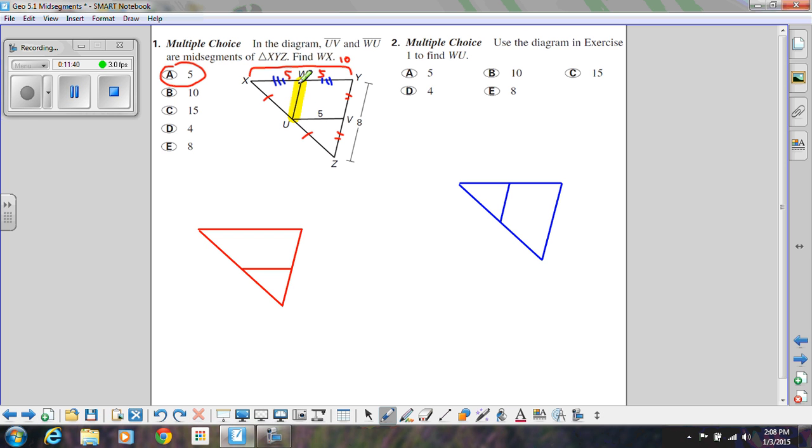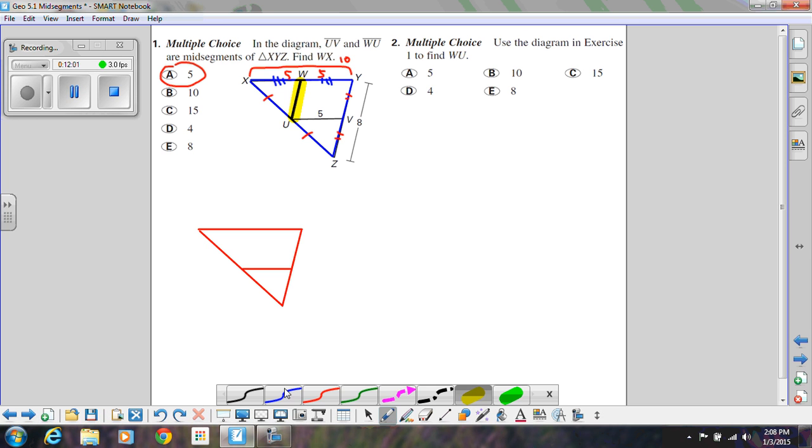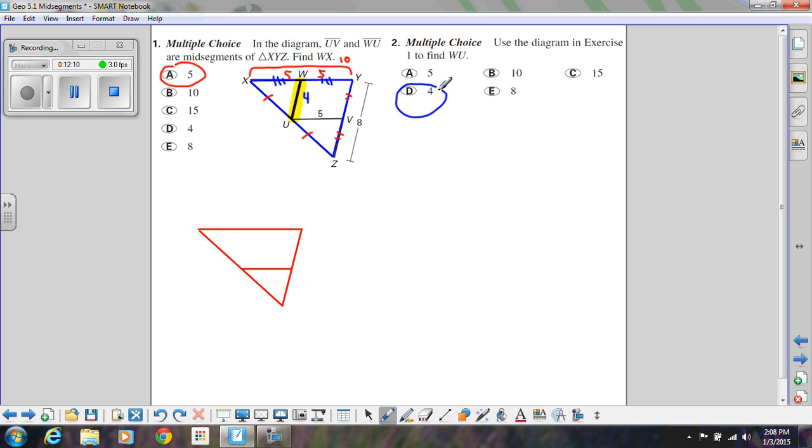Now notice that's actually a midsegment, and that's parallel to this side over here. So just so you can see which part of the triangle we're dealing with, I'm going to put this blue thing over. So I'm dealing with this side and this midsegment. So we already know this whole long side is 8, and this midsegment has to be half of that. So I know that WU has to be half of 8, which is just 4. So I'm going to have my answer D, which is 4.